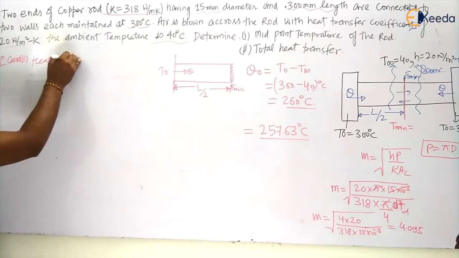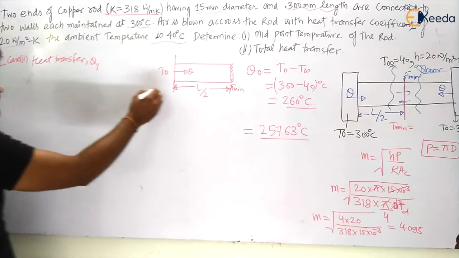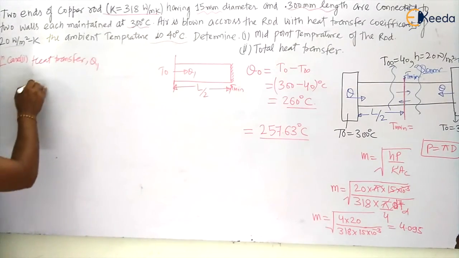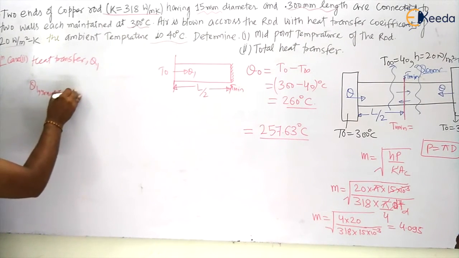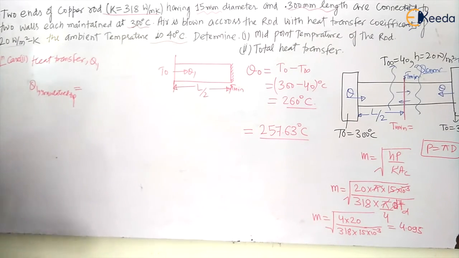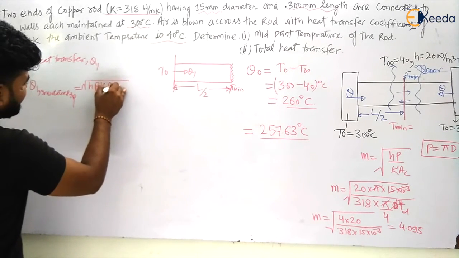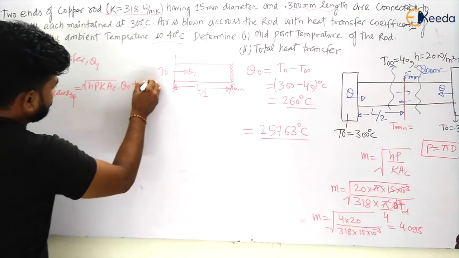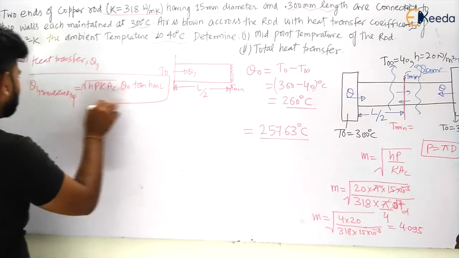So the heat transfer will be given by Q1, and let us take Q2 in this direction. So Q1 will be given by what? Q1 for the insulated tip, my dear students. For an insulated tip, the heat transfer is given by the square root of hPkAc multiplied by theta naught into tanh(mL). So this is the case where you can calculate the heat transfer.